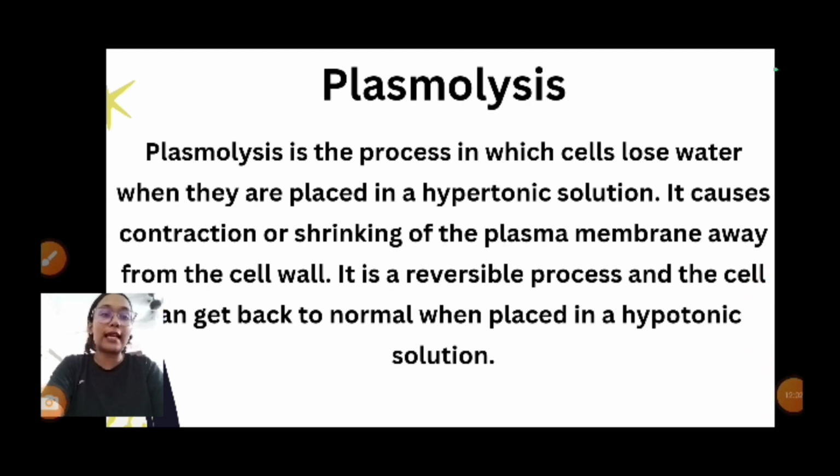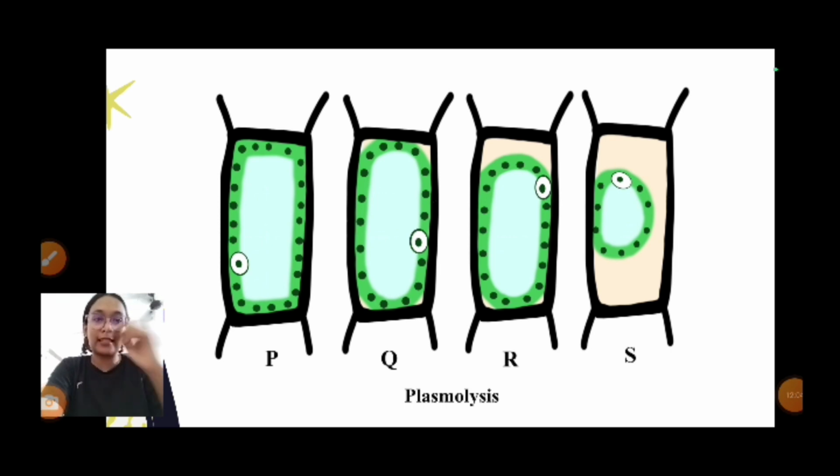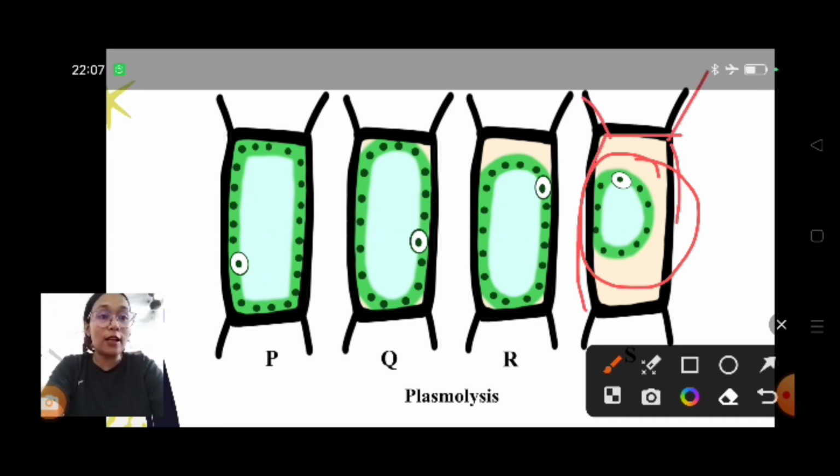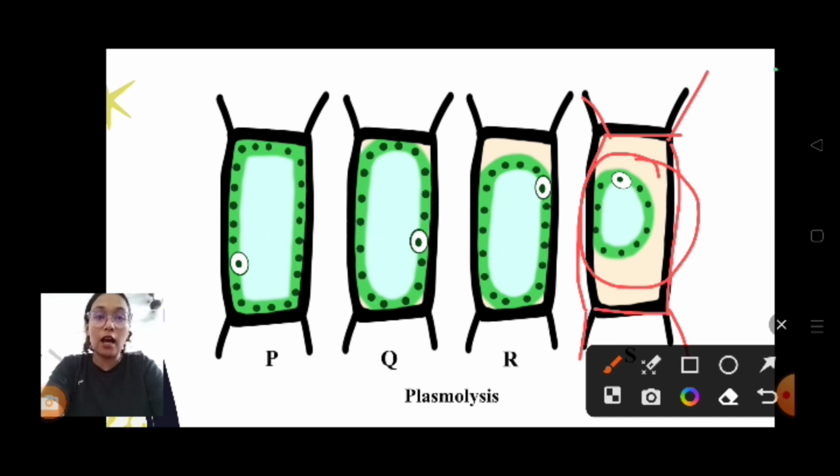Okay, moving on to the next slide, we'll see a picture of plasmolysis. You can see here the cell has shrunk. The cell wall remains intact. The cell wall is as it is, how it was here. Understanding? The cell membrane shrinks away from the cell wall. That particular thing is called plasmolysis when you place the cell in a hypertonic solution. This process is reversible also.